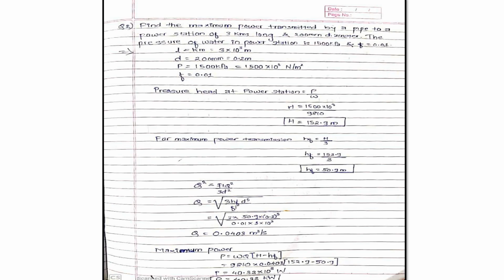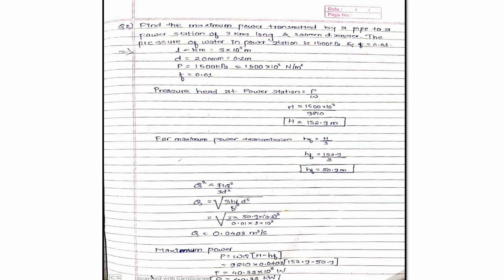In this problem, I'll read out the problem. Find the maximum power transmitted by a pipe to a power station, 3 kilometers long and 200 millimeter diameter. The pressure of water at the power station is 1500 kilopascal and Darcy's coefficient F is equal to 0.01.